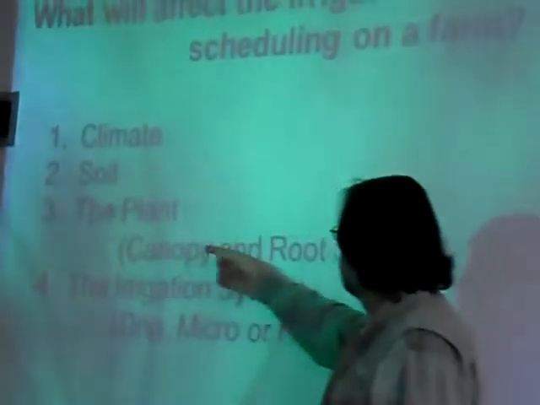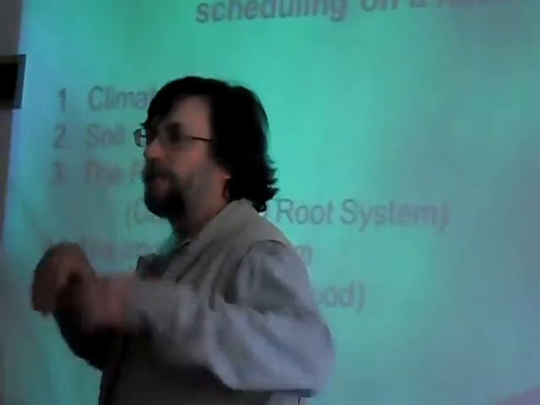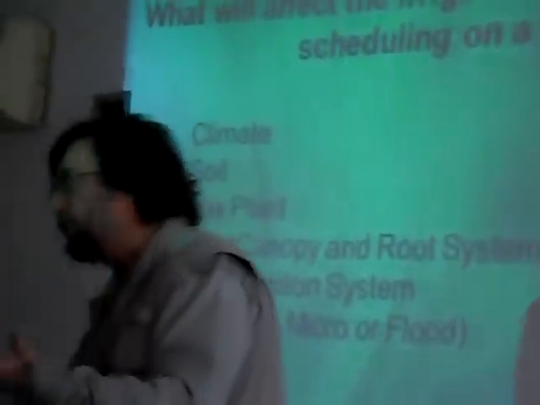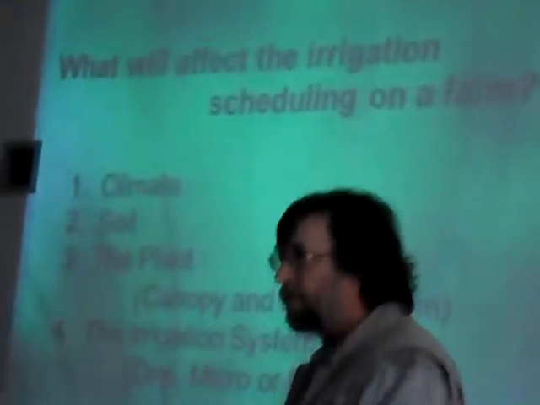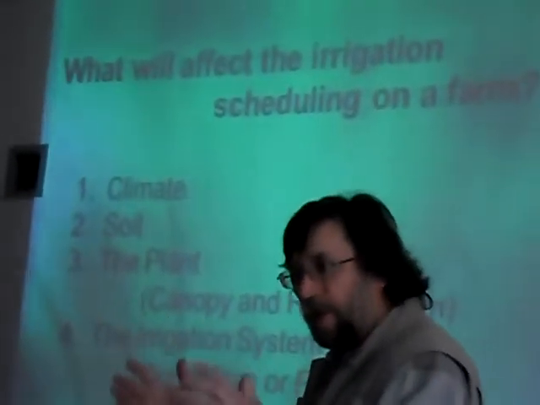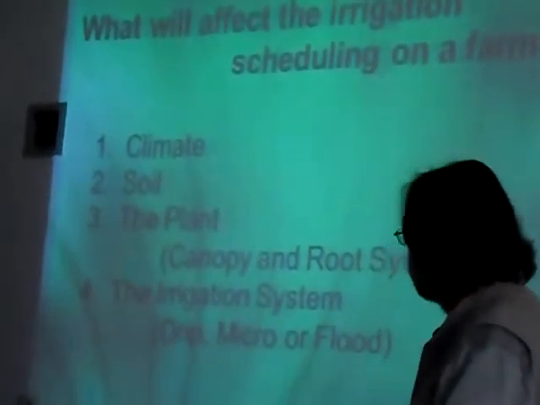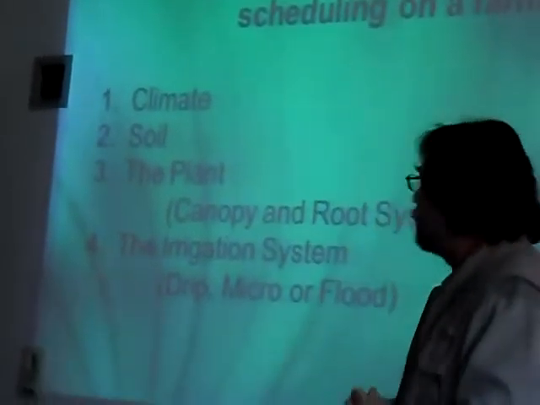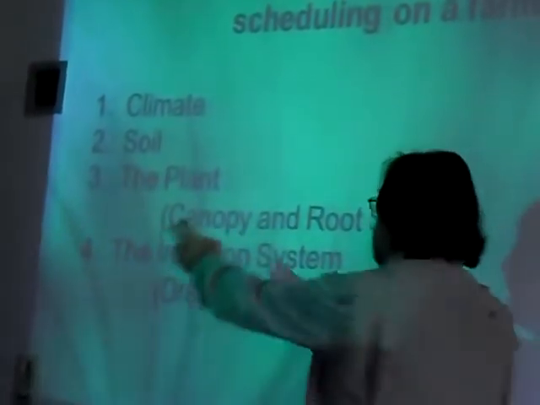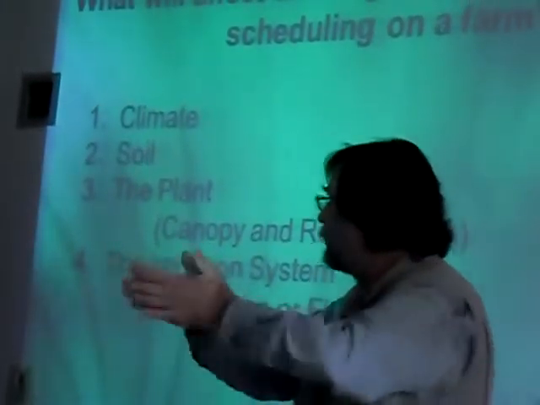The plant, the canopy and the root system. The canopy is driving the water usage. The bigger my canopy, the more water I will put through that plant. The smaller the canopy, the less water I will put through the plant. The same goes for the root system: the canopy drives the water usage, the root system just sets the time between my irrigations.